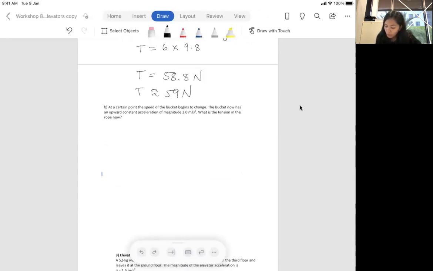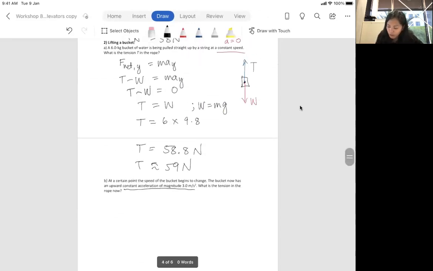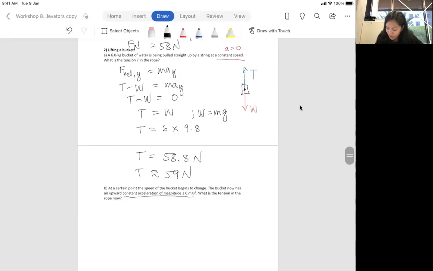Right, here at a certain point, the speed of the bucket changes. It's now moving upwards at a constant acceleration of 3 meters per second squared. So it's no longer 0 acceleration. It's already a certain number of acceleration. So in this case, when the acceleration is not 0, you have no choice but to go through Newton's second law of motion, which we already did in the first case here.